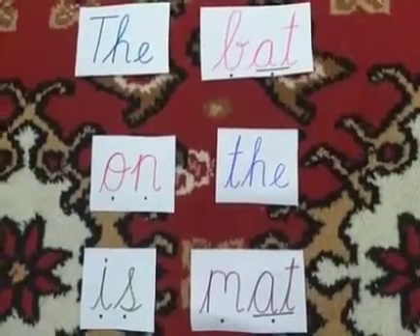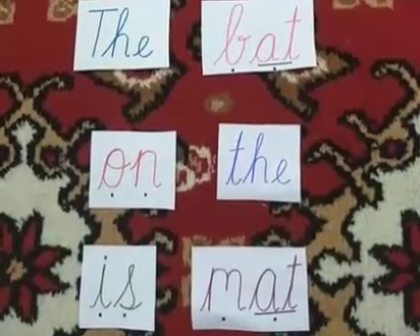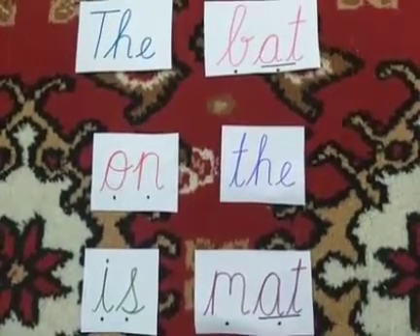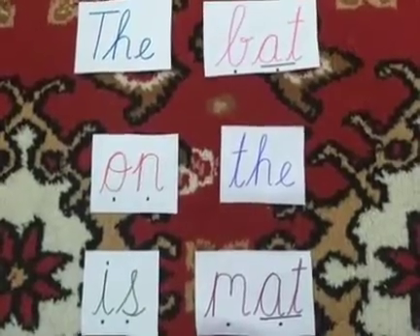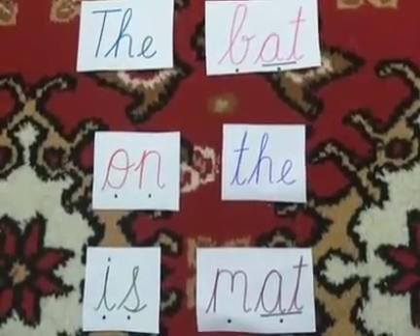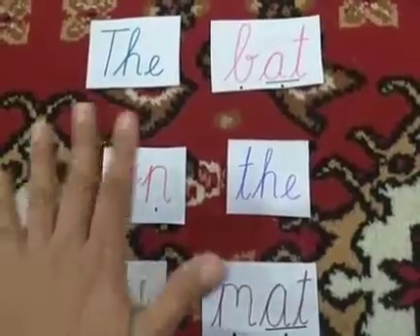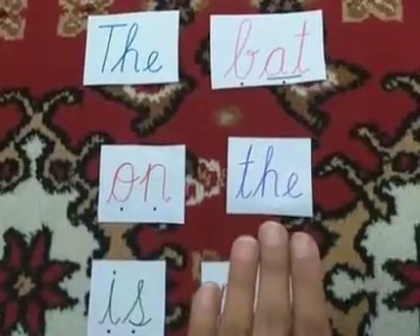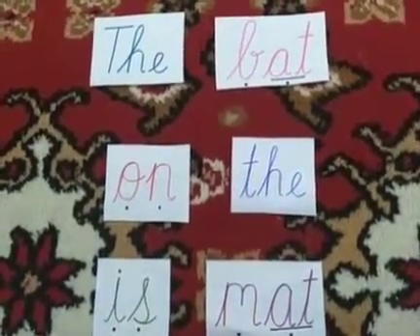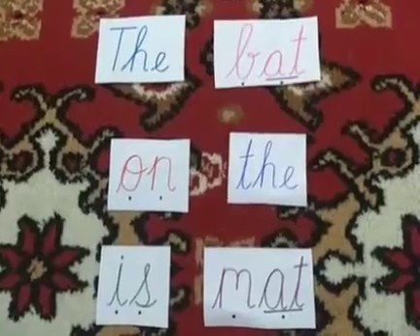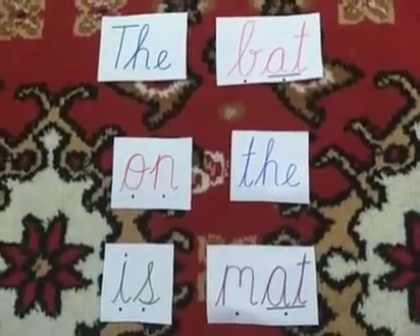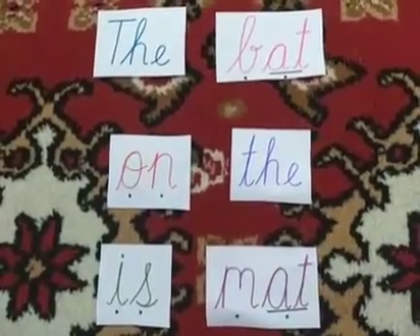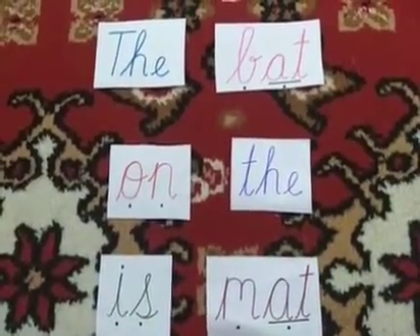Yes. So these are the words that we have related to the picture. Yes, the bat, we saw there was a bat. I just showed you, yes, there was a bat which was kept on a mat. Yes, now when I have these words: the, bat, on, the, is, mat. Now I have to arrange it in such a way that it makes proper sense. Yes. So how can we start? We start with the.